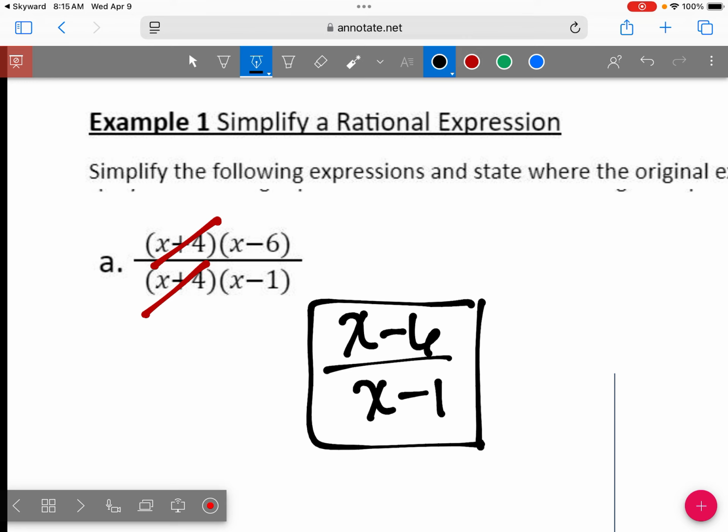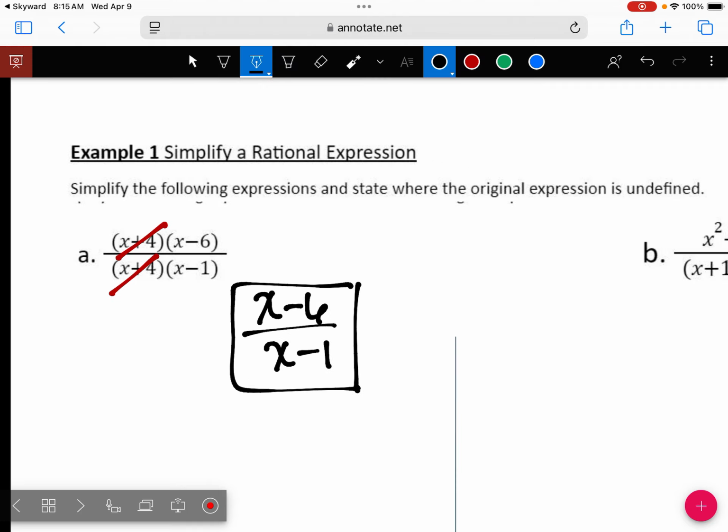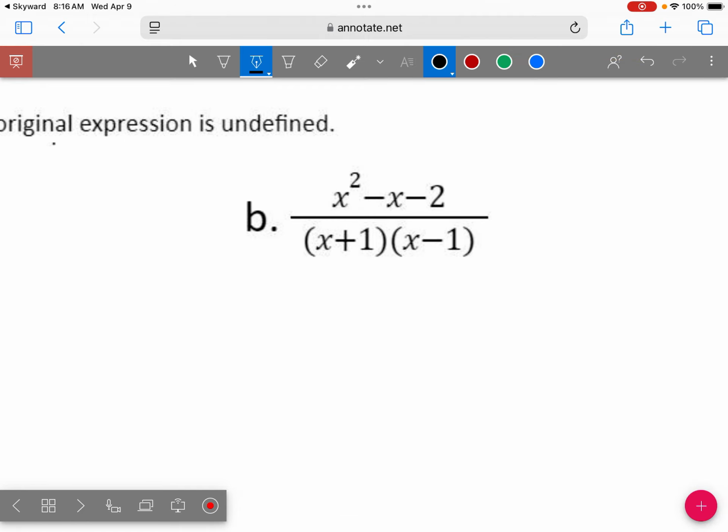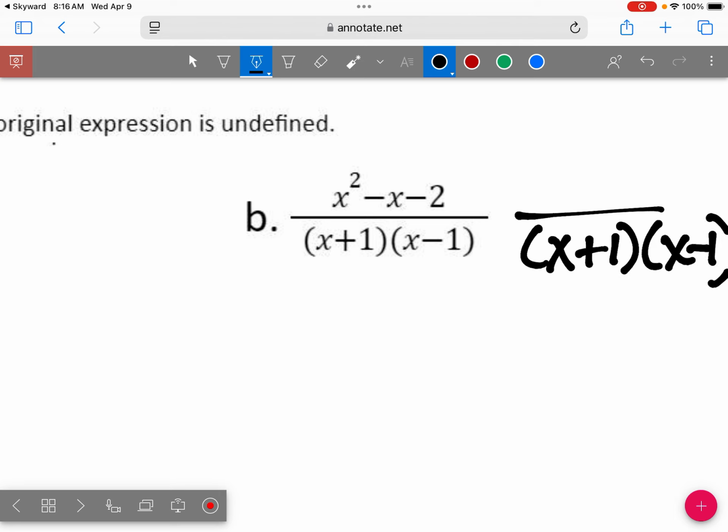So when it's already factored, that's easy. We just have to cancel. But now let's look at the second one, B. B is not completely factored. The bottom is factored, but not the top, the numerator. So I need to factor the numerator.